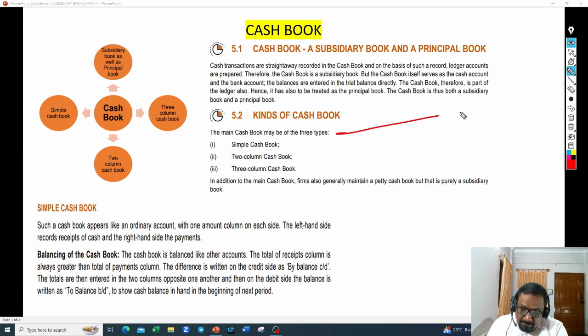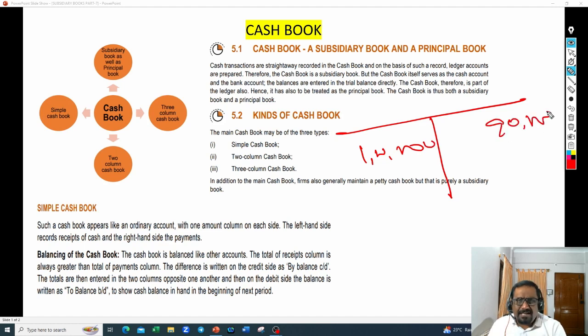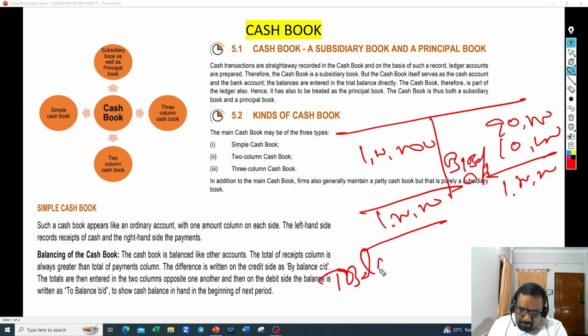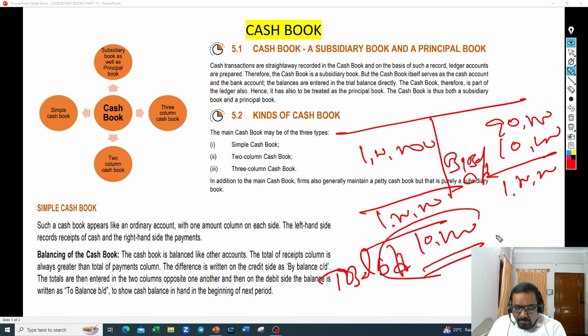If the debit side is 1 lakh, the credit side will probably be 90,000. I'm just taking an example. When I balance this, I put 1 lakh on both sides, and the 10,000 difference goes on the credit side as balance carried down, and on the debit side as balance brought down, 10,000. Why is the balance brought down on the debit side?